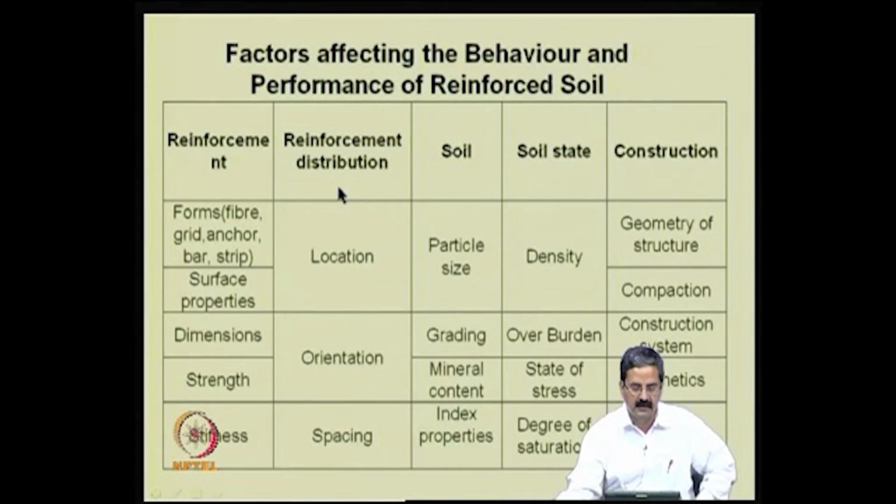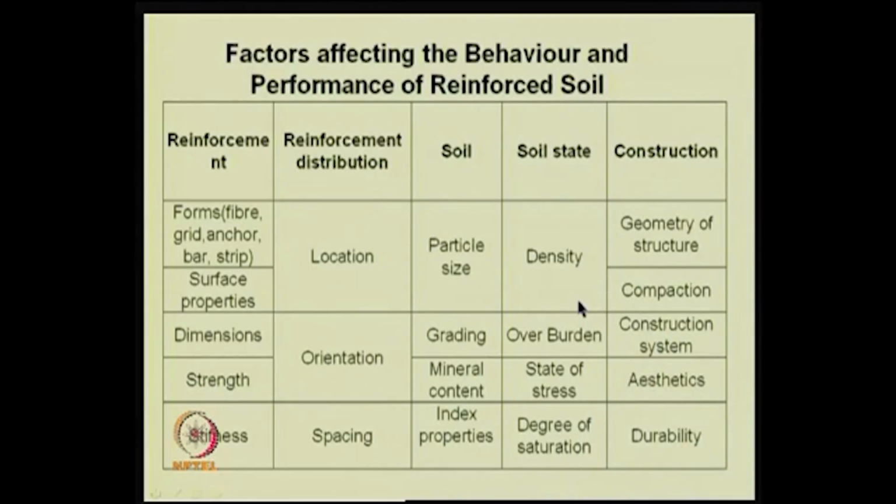One is in terms of the reinforcement, the way the reinforcement distribution is done, the soil type, the soil state and construction. In the reinforcement, you have different forms: fibers, grids, anchors, bars and strips. Surface properties are important, dimensions are important, strength properties of the geogrid are important, stiffness is important. We will see many of these factors, like for example the reinforcement location, orientation, spacing of the reinforcement, particle size, gradation. Many of these factors are quite important, and we will see how they are important in the case of reinforced soil.